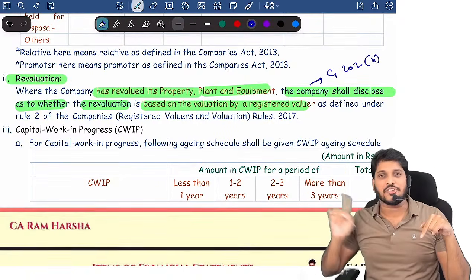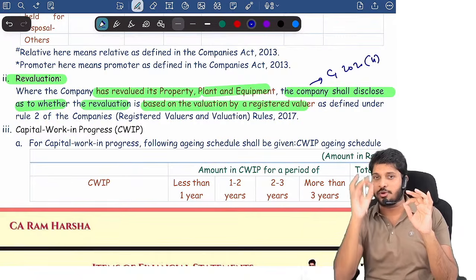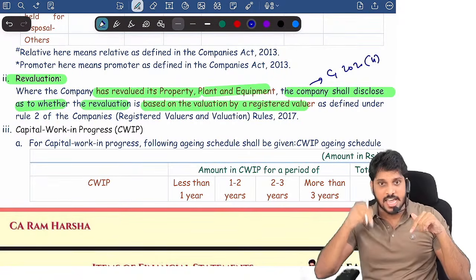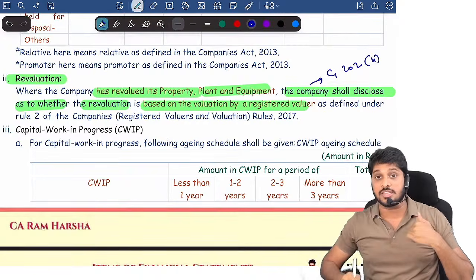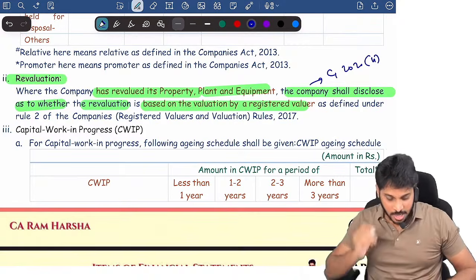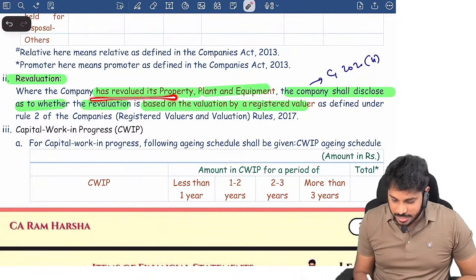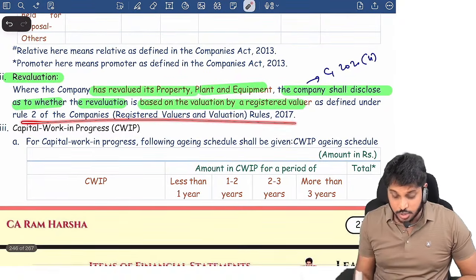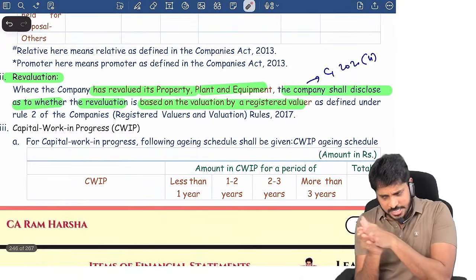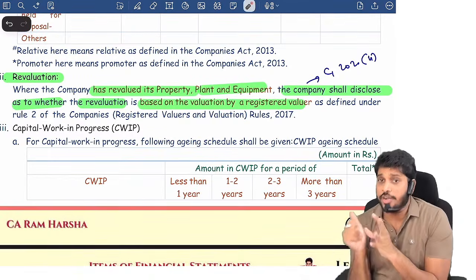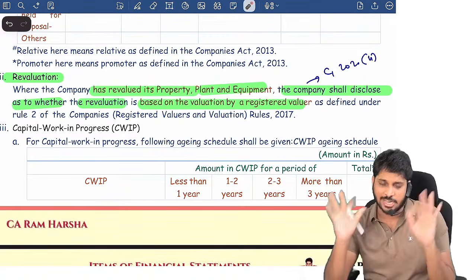But here, we don't have to touch that point. Here, we just have to talk about who did the revaluation. Is it by a registered valuer or not? By the way, this is ARI, additional regulatory information. This is something which a director of a company has to disclose additionally in the Companies Act. If the company has revalued its PPE, the company shall disclose whether the revaluation is based on valuation by a registered valuer. Directors have to disclose who did the revaluation, registered valuer or not. That alone they need to disclose.